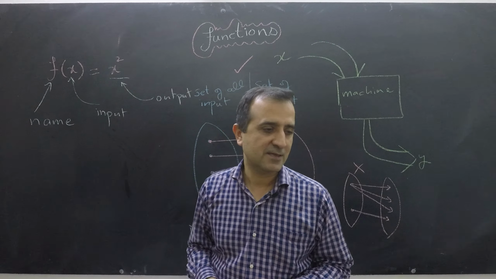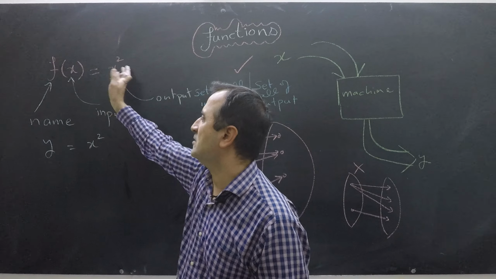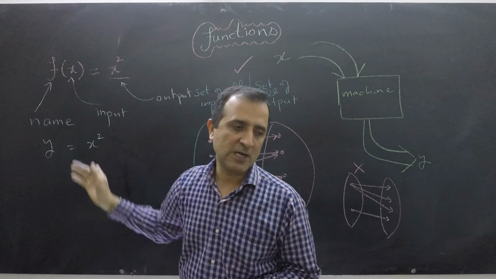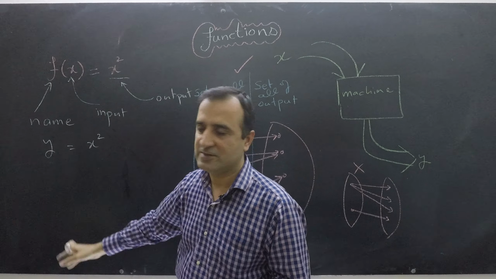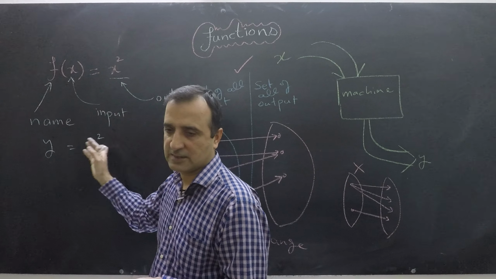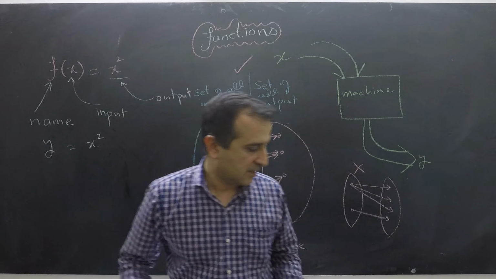Now, is the name always necessary? The name is not always necessary. Sometimes we can write this function like this: y is equal to x squared. So we're saying that the output is equal to x squared. Sometimes we write a function this way also. This way, f(x), is more commonly used, but we can write a function without a name. In this case, we have not used the name. We're saying this output is equal to this, basically.